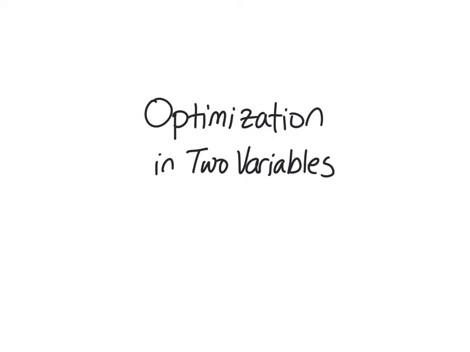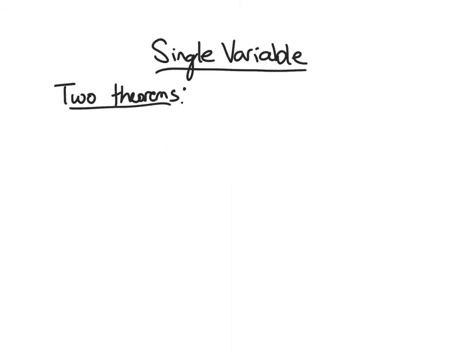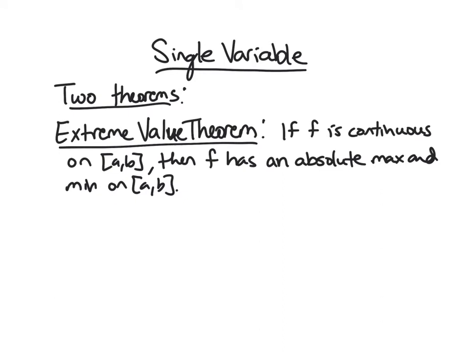Hello everyone. In this video we will talk about optimization in two variables. So in single variable calculus we had two main theorems that helped us find maxes and mins of a function. The first is the extreme value theorem. It is the one that tells us when we can guarantee that we will have absolute extrema, right?